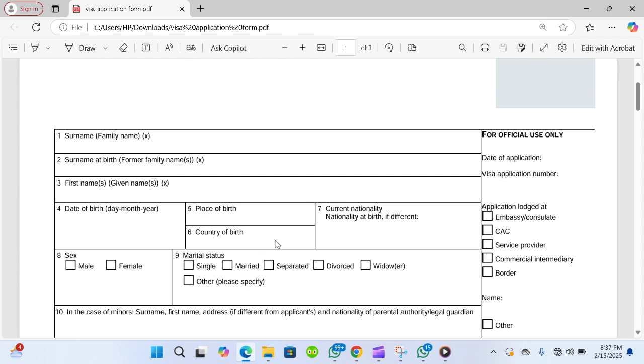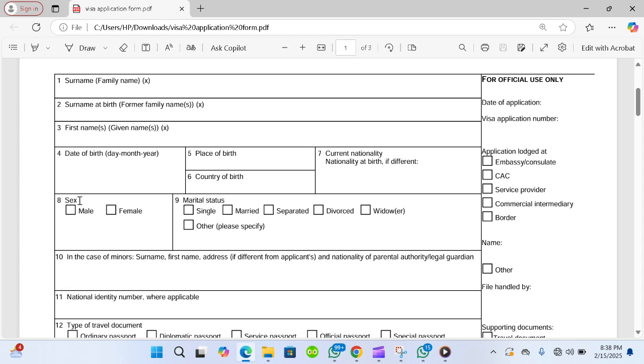And number 7, current nationality. Nationality at birth if different. Okay, here if you hold another nationality, you indicate it here. If you have a dual nationality, write both here. Number 8, sex. Here you indicate if you are male or female.